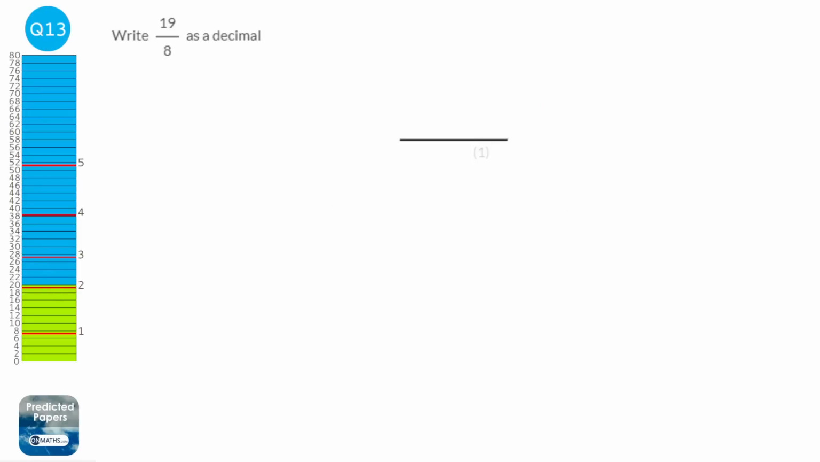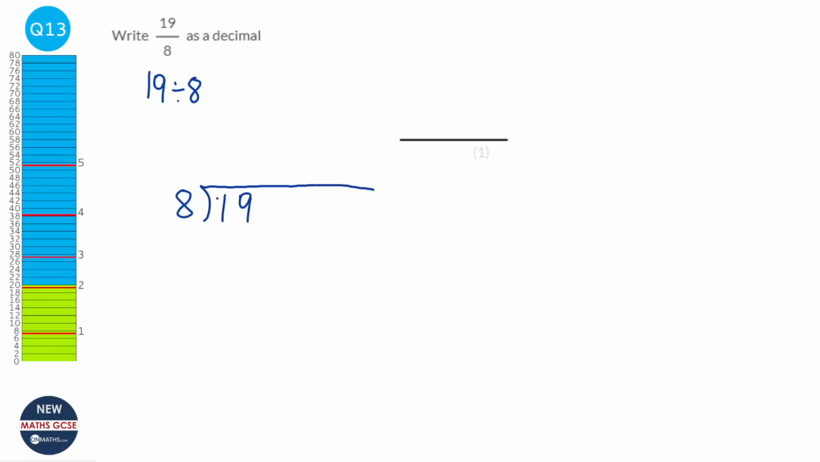Another way of thinking about 19 over 8 is just 19 divided by 8. And to do 19 divided by 8, we put 8 on the outside and we do the bus stop. And we've got 19 there. So 8 doesn't go into 1, so we're just going to move that 1 across. 8 goes into 19 twice, but there are remainders, so we'll need to put some zeros on the end here.